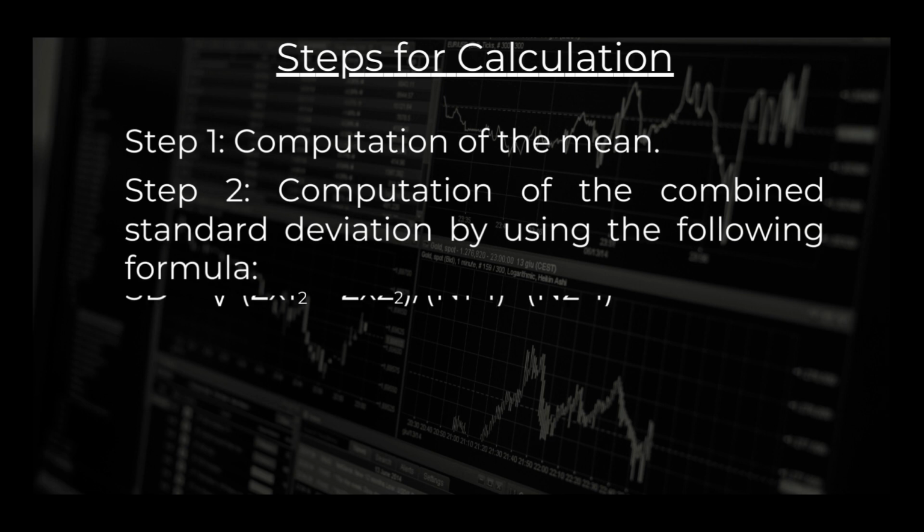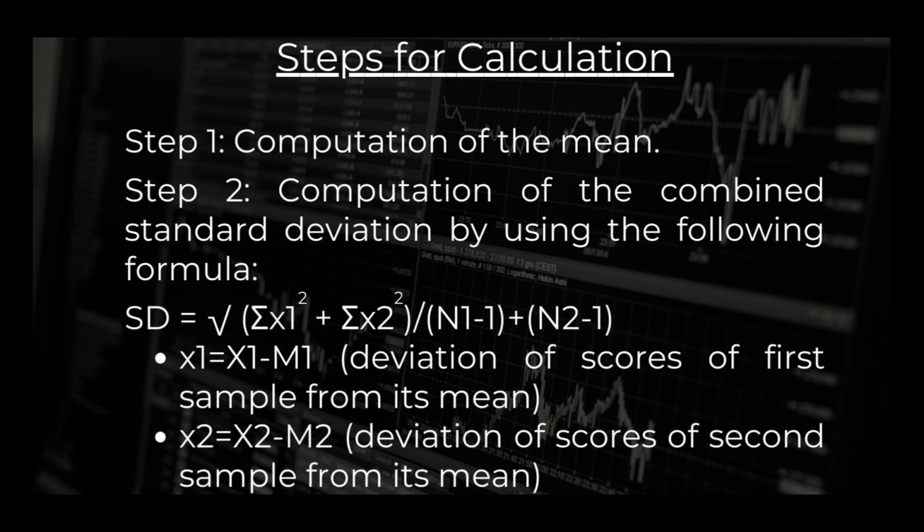Here, first we are going to have the value of x. The x is the deviation of the score of the first sample from its mean. It means that with the help of x minus m1 we can have the value of small x1, and with the help of x2 minus m2 we can have the value of x2. The standard deviation is equal to the square root of summation x1 square plus summation x2 square upon n1 minus 1 plus n2 minus 1.